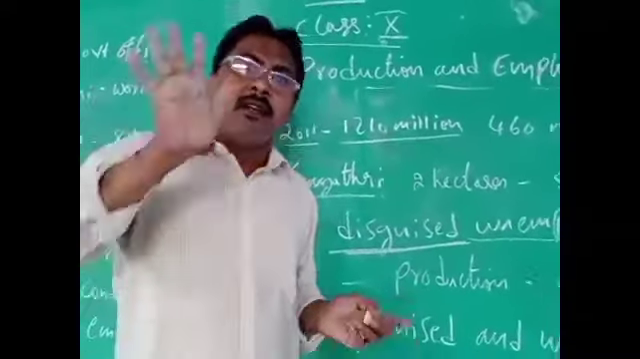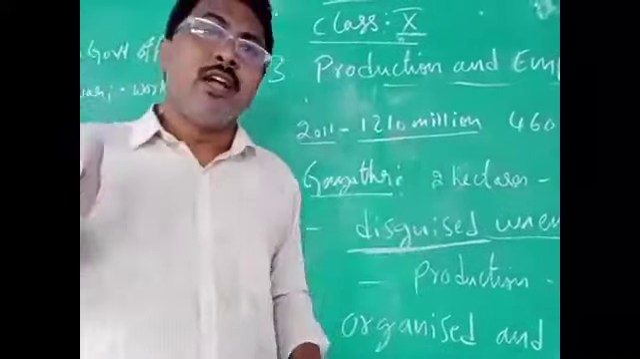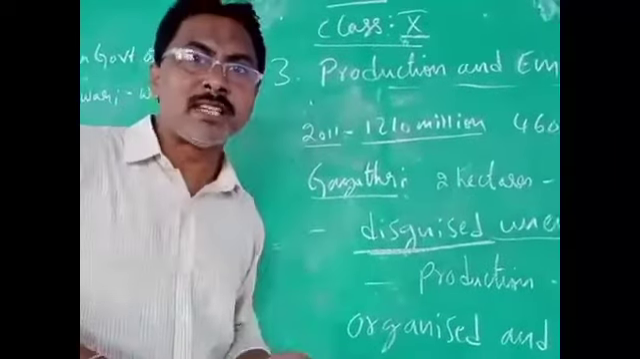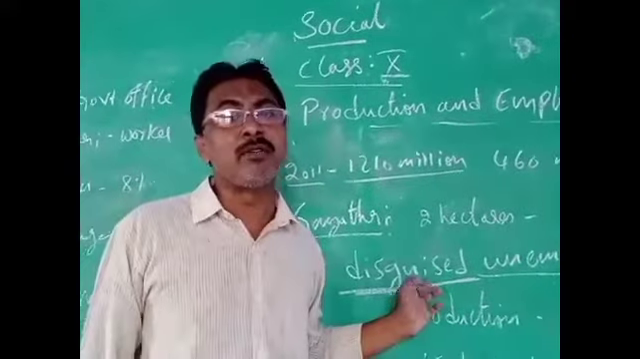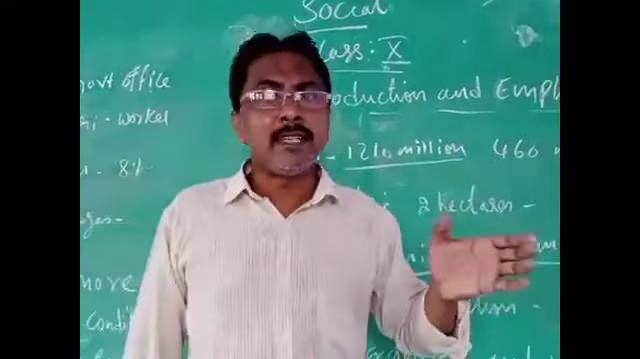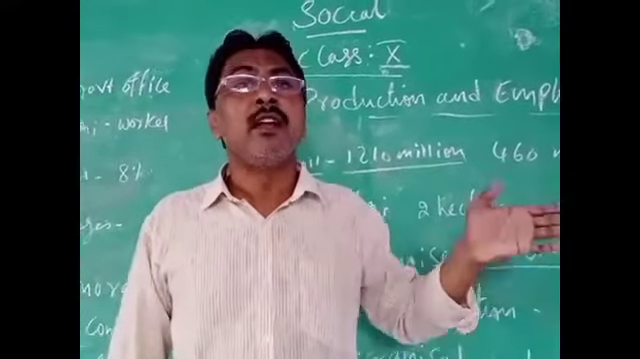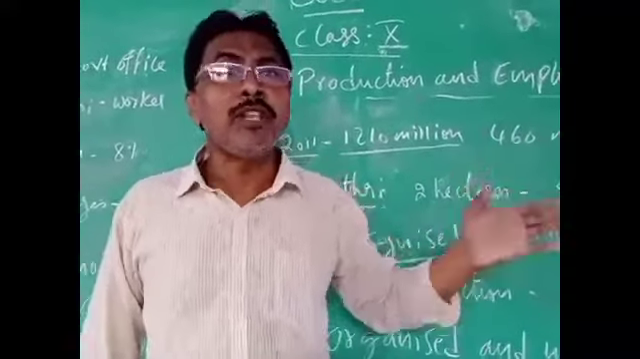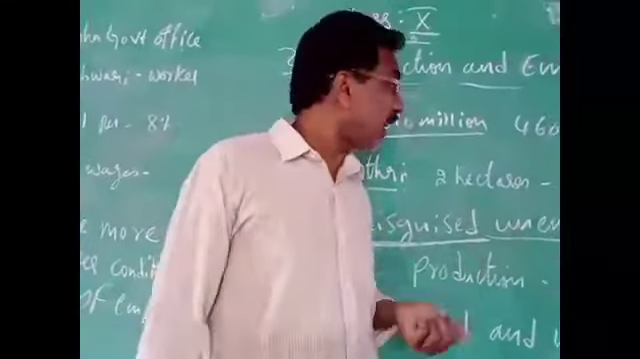So if two members work, you get a production of 80 bags. If five members work, also 80 bags. There is no change in the production. If more members are there, there is no more production. That's why it is called disguised unemployment. You should know that the fill in the blank will compulsorily come: where can you see the disguised unemployment? In agriculture only, in the agriculture sector. The people who are working more than the requirement are called disguised unemployment.